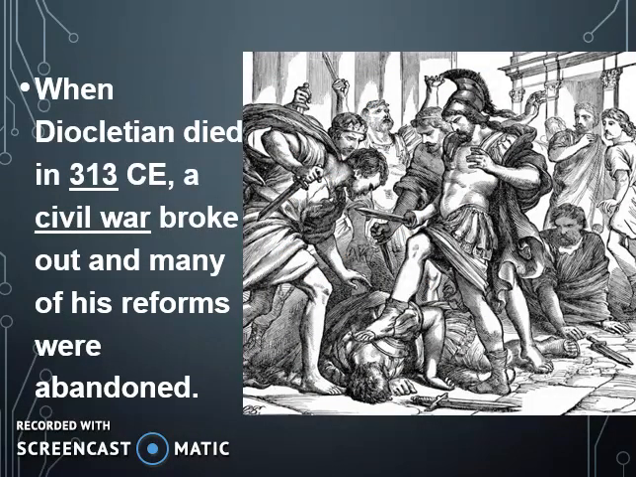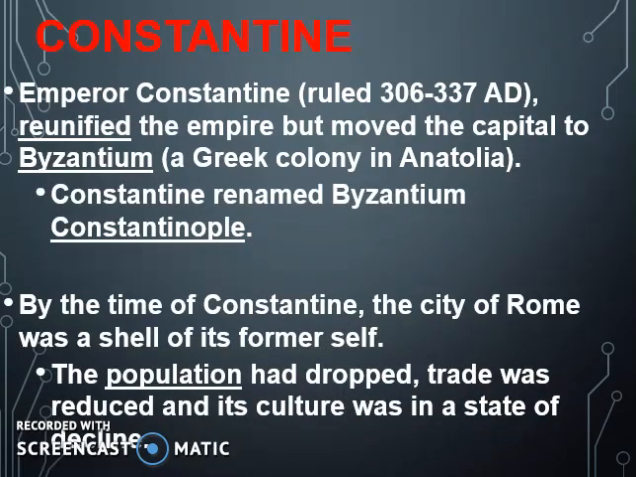When Diocletian died in 313 CE, a civil war broke out and many of his reforms were abandoned. Then we get to Emperor Constantine, who ruled from 306 to 337 AD, or CE. Emperor Constantine reunified the empire, meaning brought it all back into one empire, but he moved the capital to Byzantium, a Greek colony in Anatolia. Constantine renamed Byzantium Constantinople after himself.